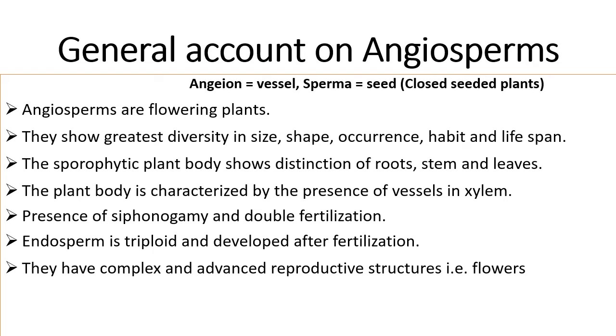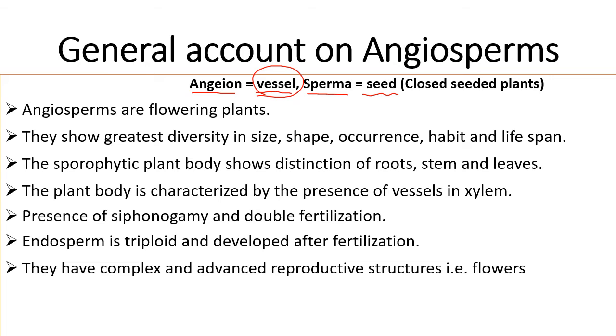So let us start with etymology. The word angion is the first word and sperma is the second word. Angion means vessel and sperma means seed. Vessel here came in the context of fruit. So seeds covered with fruit is called an angiosperm. In simple words, angiosperms are seed as well as fruit bearing plants.